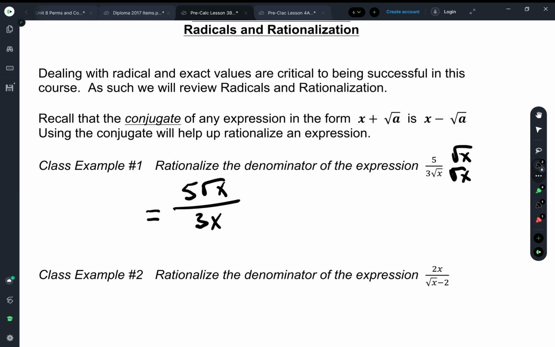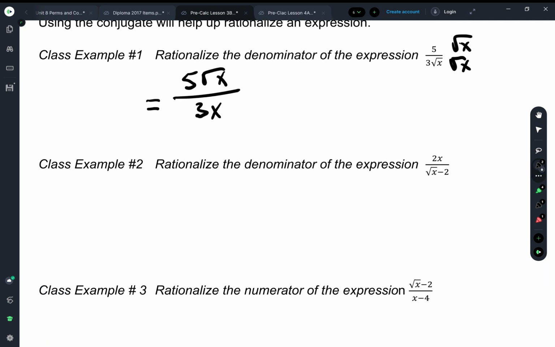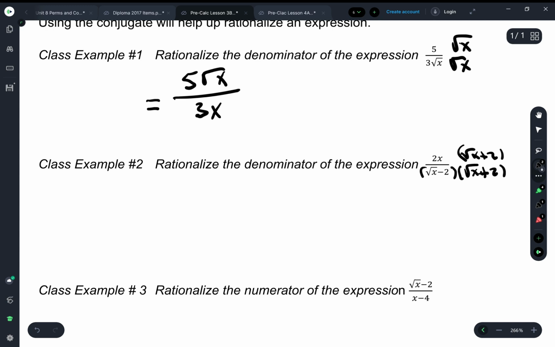Okay. Next one is where they bring in the binomials. This is back to math 20 where we had to use the conjugate to get rid of the radical. So in this case we have root x minus 2, so we need root x plus 2 to top and bottom. Okay, so we're going to do that. So that gets our bottom to be x minus 4.